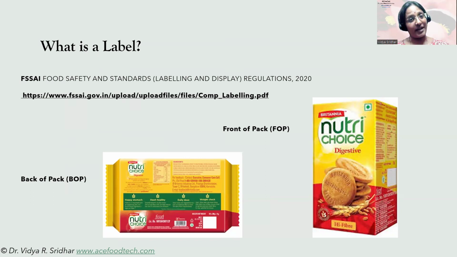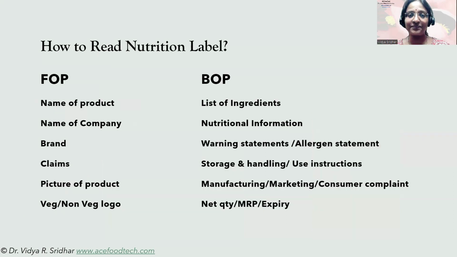Now, there are two parts to a label: the front of the label and the back of the label. The front of the label is the most colorful, bright label that attracts you towards buying the product. And the back of the label would be the one that has all the information about the product that you want to know. So that's how I would put it. So let's deep dive and see what they are.